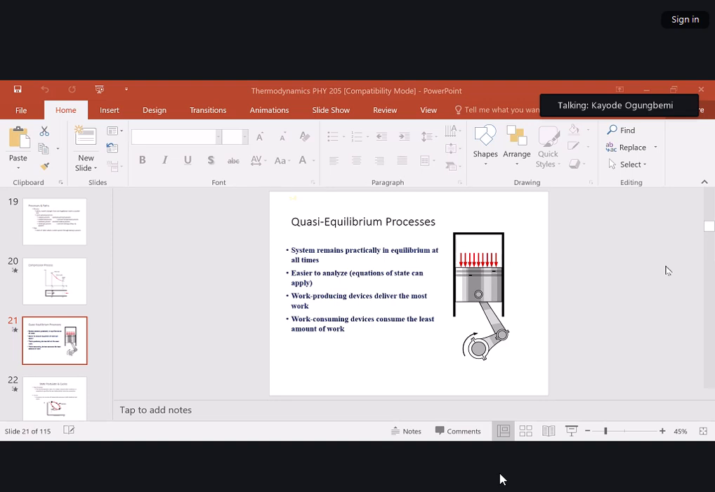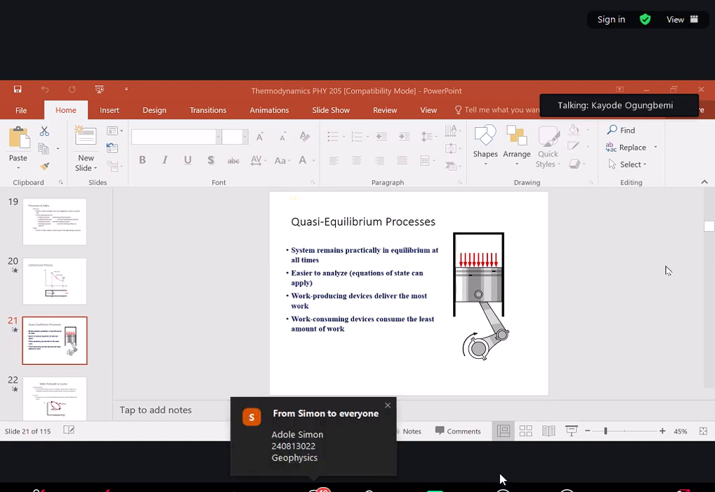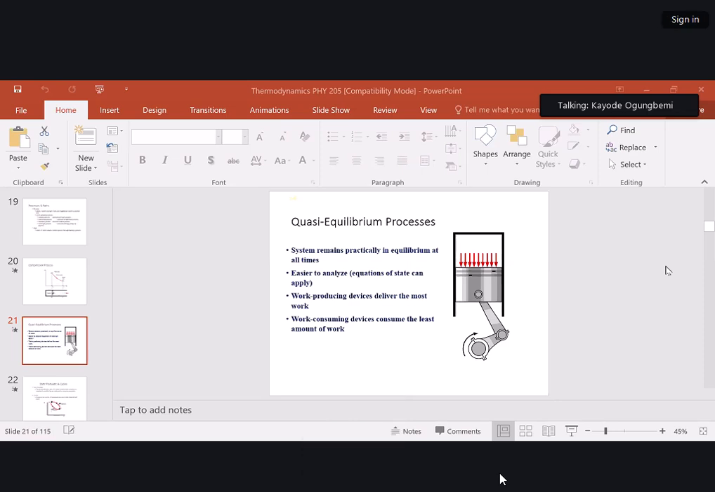So a system remains practically in equilibrium at all times because a system wants to be in equilibrium. In other words, you want to be at a state whereby you don't need food and you are not overfed. Our system wants to remain practically in equilibrium at all times, and so at that point it is very easy to apply an equation of state.